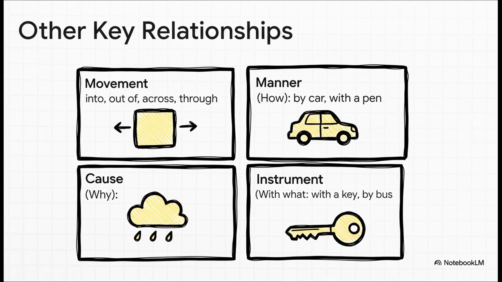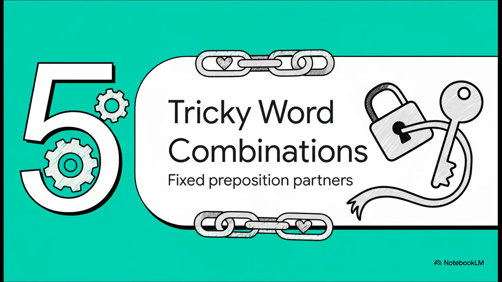And this is where you can see just how versatile these little words are. They answer all kinds of questions. How did you get here? I came by car. Why was the game canceled? Because of rain. What did you use to open it? With a key. Each one of these provides a crucial piece of information about movement, or how something was done, or why it happened.